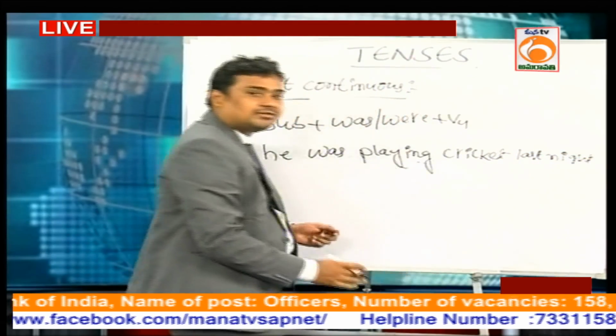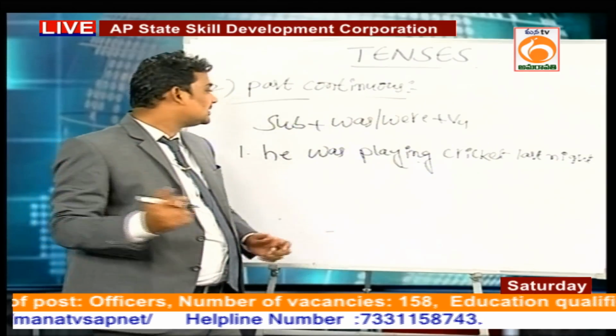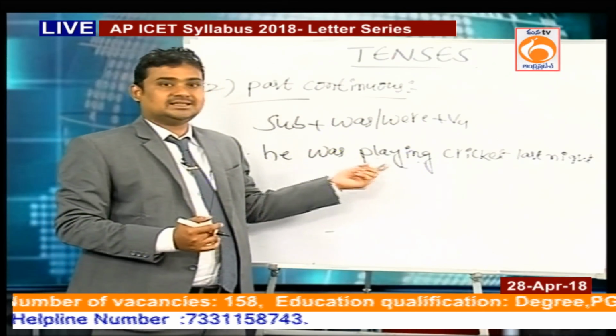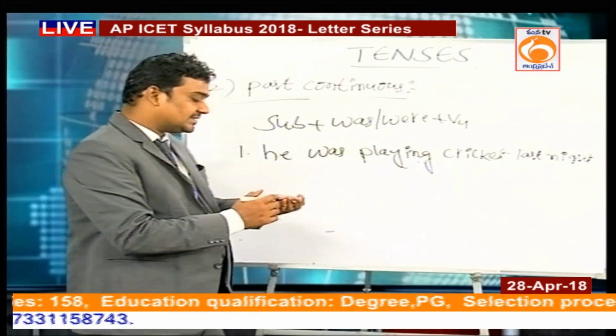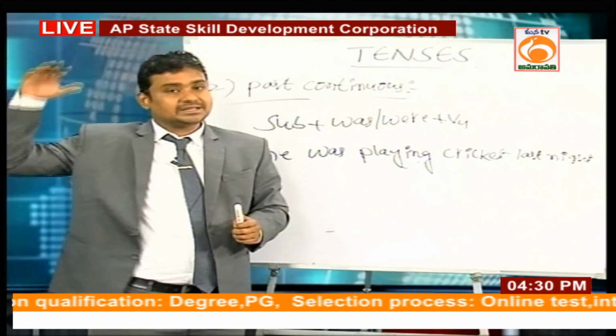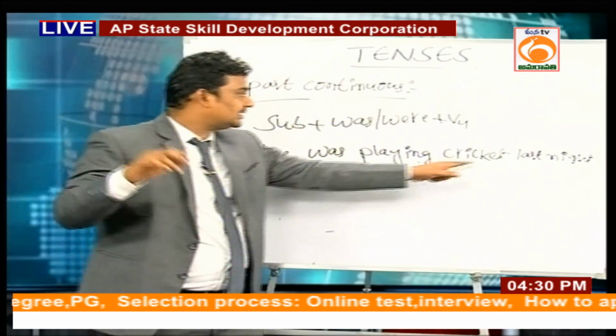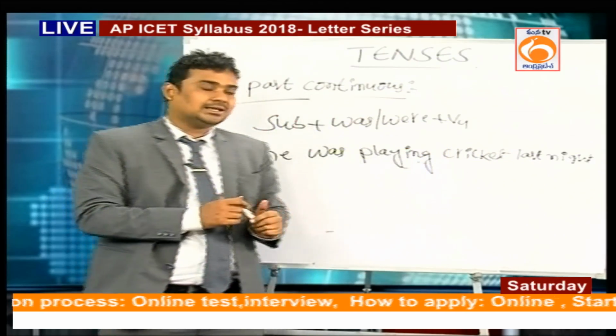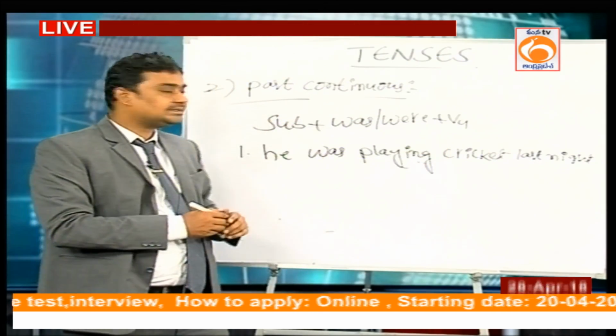So what was he doing last night? He was playing cricket last night. This sentence indicates that this action was going on at some time in the past. What is the time? Last night. What was he doing last night? He was playing cricket last night.